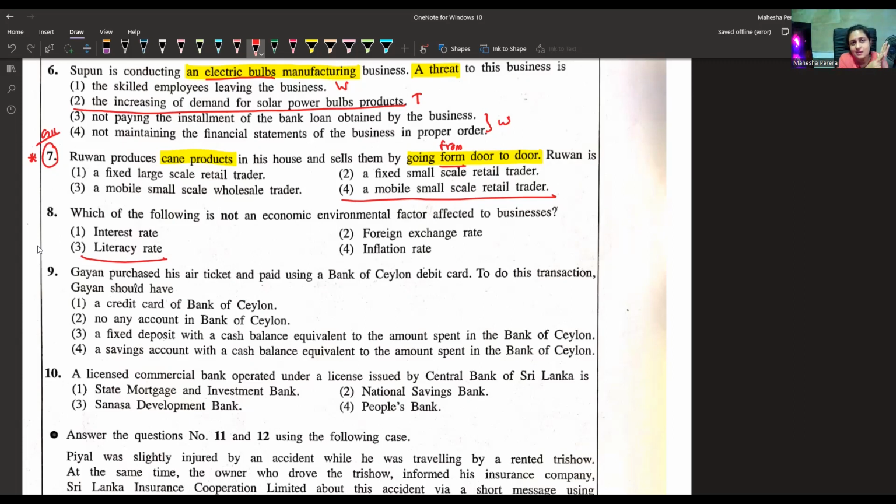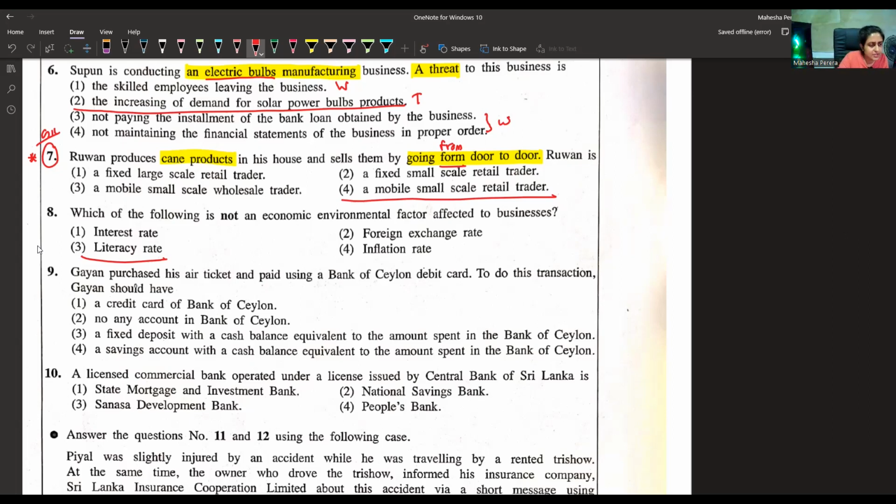One is level of employment. Another is income distribution. Level of employment, income distribution, what else? Savings, and then international relations. International relations. That is the list.